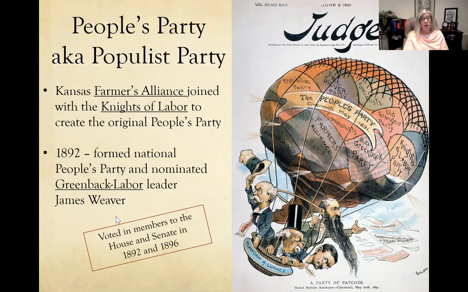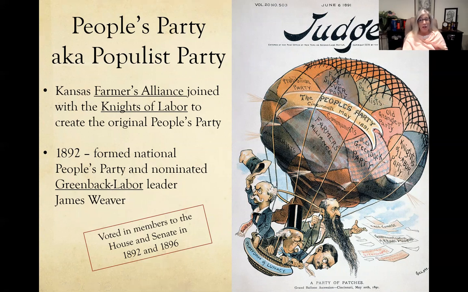And they're also going to nominate James Weaver. So he's part of the Greenback Labor Party. This is again talking about opening up and freeing up money in the economic system. So they don't win the White House, but they do gain some of the seats in the House and the Senate.